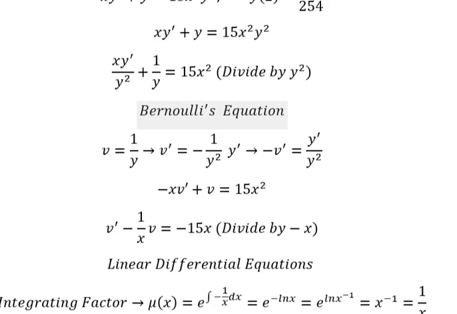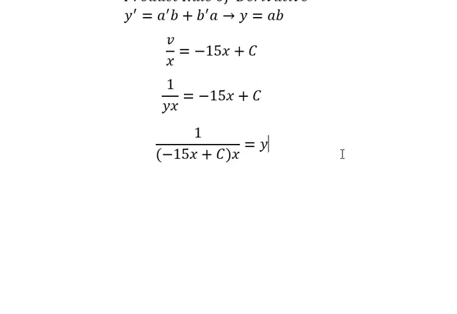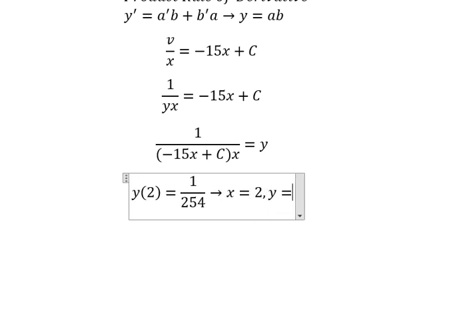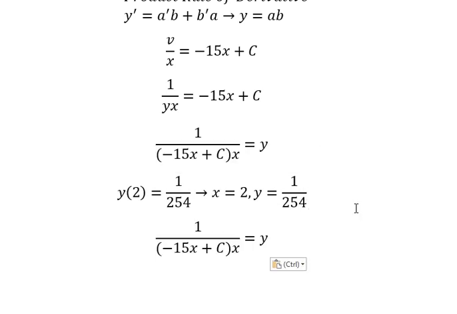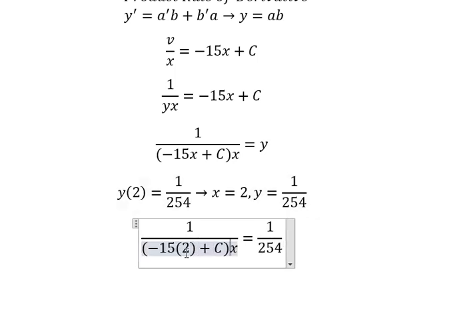Now we have the conditions. That means when x equals to 2, y equals to 1 over 254. So we need to put y go in here, 2 go in here to find the value of c.